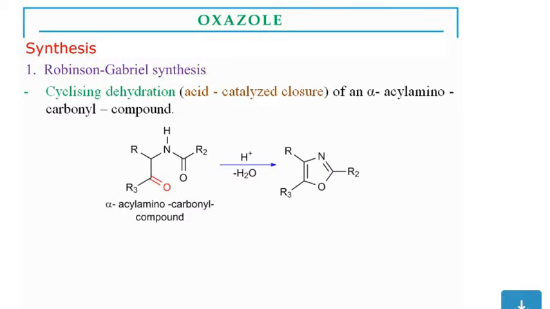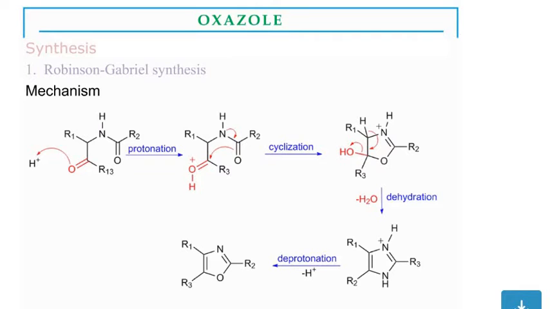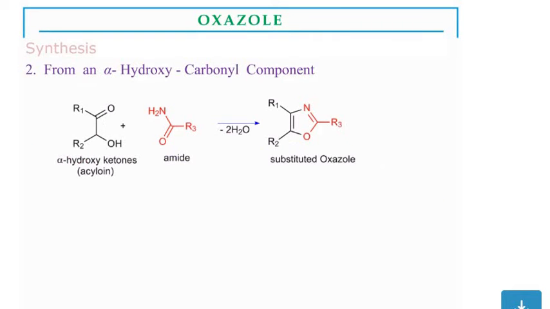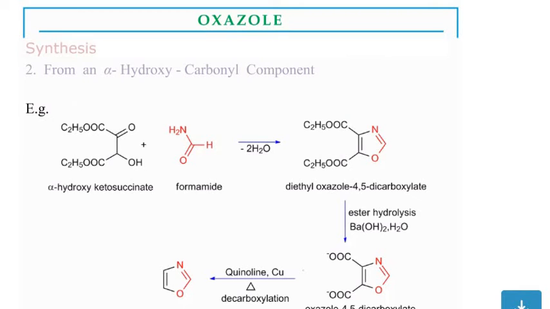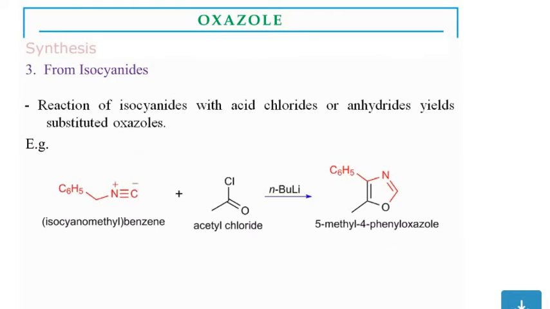Now, Robinson-Gabriel synthesis: cyclizing dehydration, acid-catalyzed closure of an alpha-acylamino carbonyl compound. Look here, alpha-acylamino carbonyl compound gives oxazole. This is the mechanism. Now, another method from an alkyl hydroxycarbonyl component, you can see the substituted oxazole. This is alpha-hydroxy and formamide. It gives diethyl oxazole-4,5-dicarboxylate, and then after decarboxylation, in presence of quinoline and copper, you will get the oxazole.